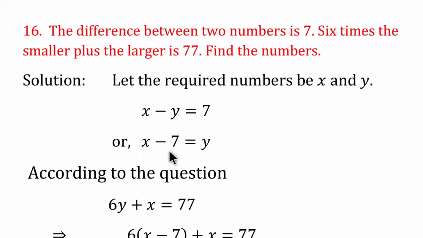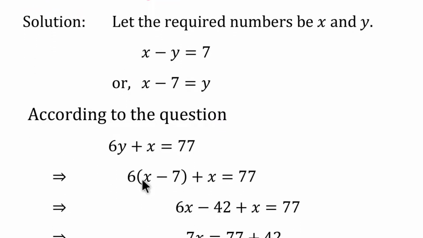Now according to the question, which says 6 times the smaller, that means 6 times y, since y is smaller than x. So 6 into smaller number y plus the larger, means plus x, which is the larger number, is 77. So 6y plus x is equal to 77 is the required equation that we need to form first. Now y is equal to x minus 7. So we'll replace this y by x minus 7. So 6 into y, that is x minus 7, plus x is equal to 77.